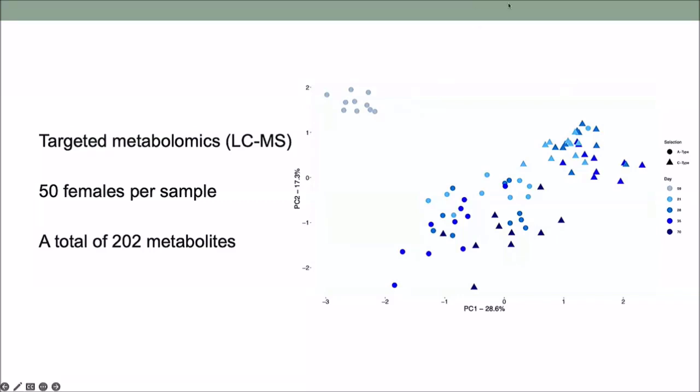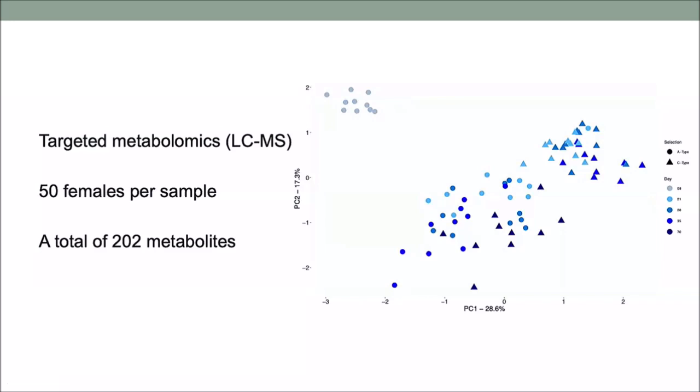That might make it a little distinct from the other days. But we do see a separation between the A and C type data, with the exception of the day 70 C type data, right? The day 70 C type data actually clusters more with the A types. Otherwise, you see this separation between the triangles and the circles, and you see some extent of clustering by days.